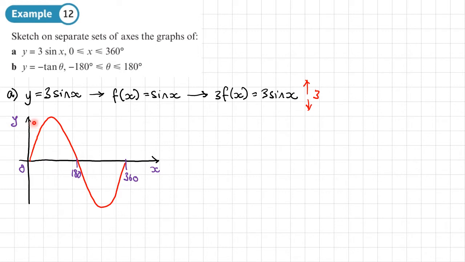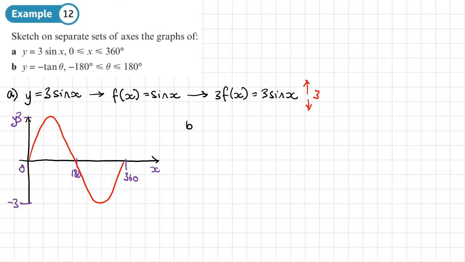Now I can see actually from this transformation the normal graph of sine goes up to 1 and down to -1. If I'm stretching it by a factor of 3, this graph is going to go up to 3 and down to -3. So maybe I might draw that again because it's slightly too low. So let's try again. So up to there, through 180, down there, and then back up to 360.